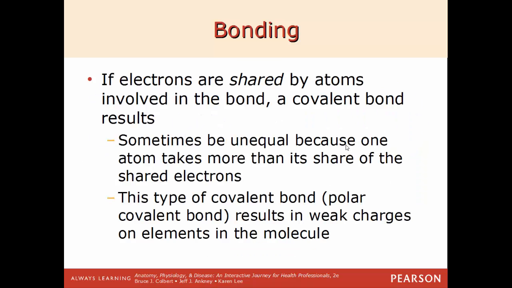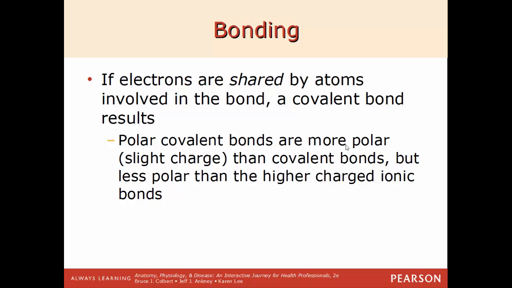Alright, if electrons are shared by the two atoms, a covalent bond is created. Now sometimes this sharing can be unequal because one atom will take a little more of its share than it should. And this type of covalent bond is called a polar covalent bond because you are creating areas of that compound that are differently charged. Some areas are going to be weaker, some areas are going to be stronger. Now polar covalent bonds are going to have a slight charge to them, a little bit more polar than a regular covalent bond, but less polar than the higher charged ionic bonds.